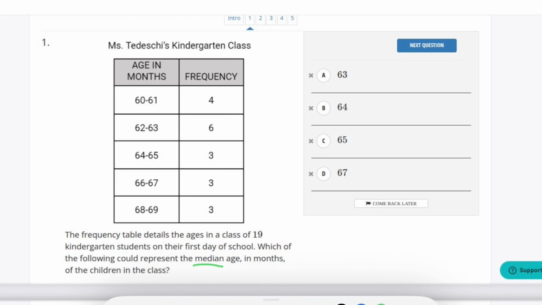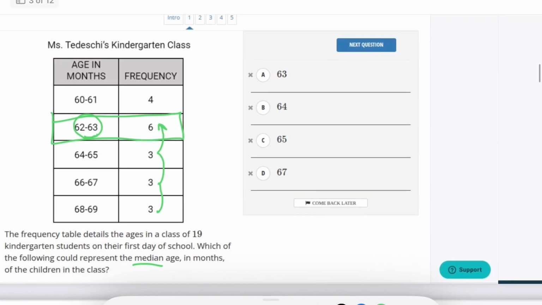But let me show you, if you were to do it from the other side. 3 plus 3 is 6, plus 3 is 9. So the 10th number is again in this data set. So we know that the age in months of the median would be either 62 or between 62 and 63. The only answer choice that is between 62 and 63 is A, 63.